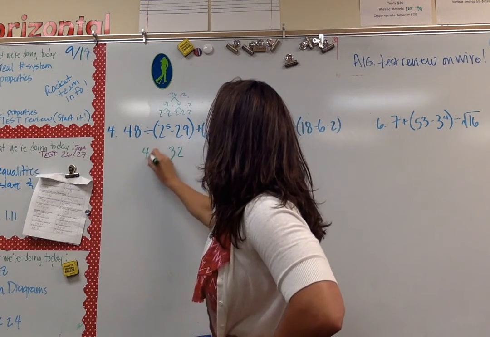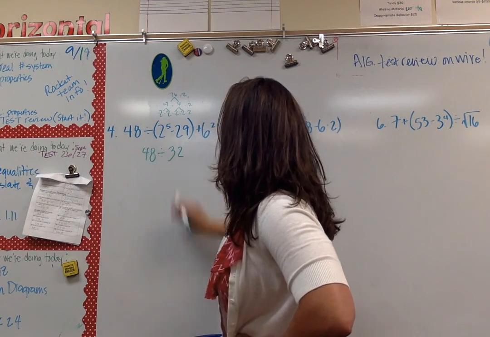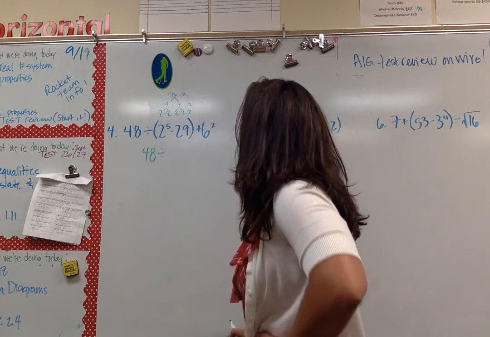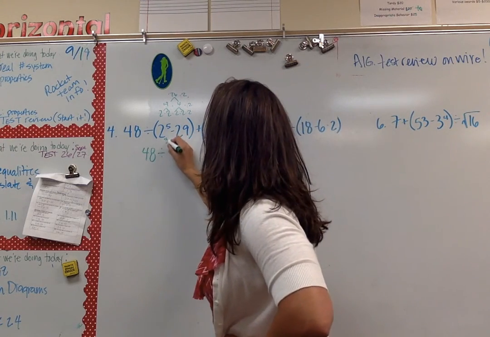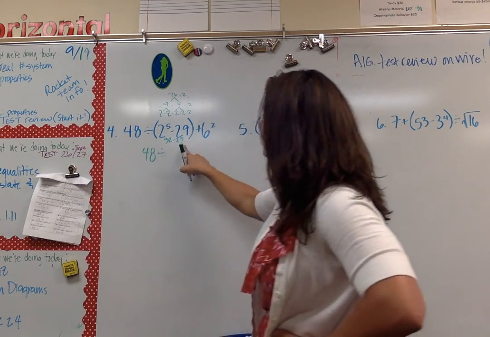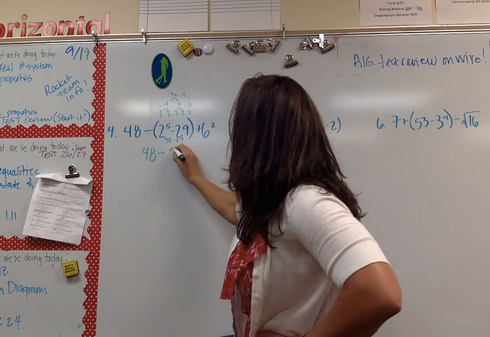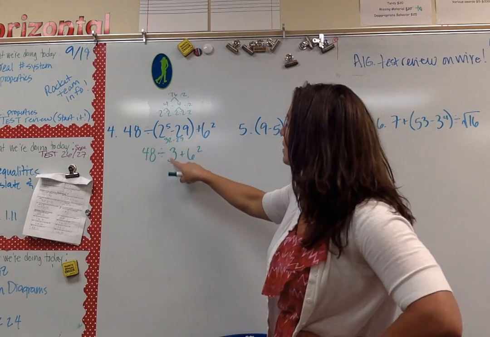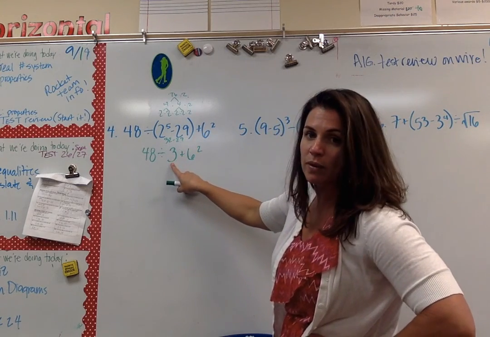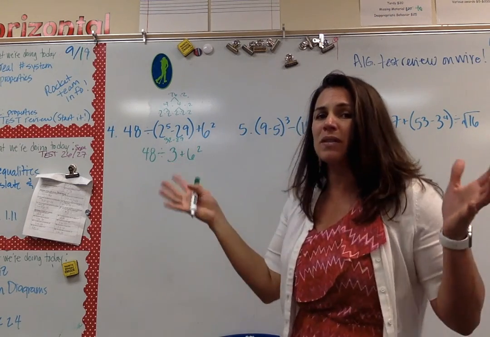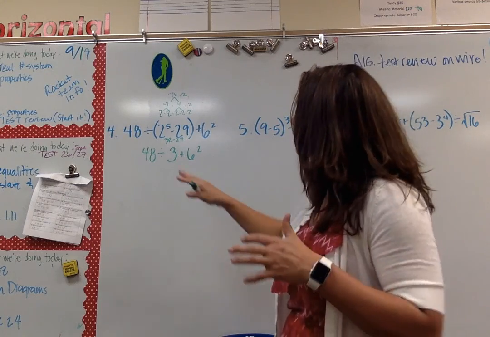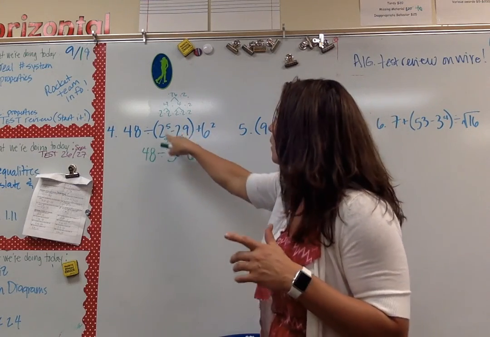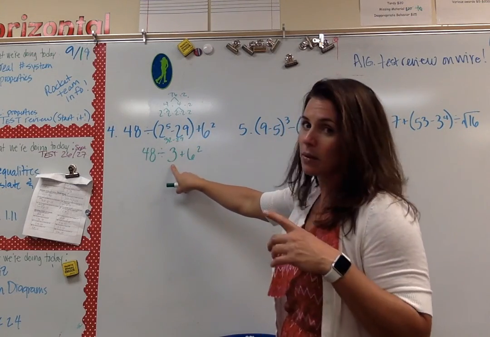So I'm going to rewrite it, and I get 48 divided by, not 32. 2 to the 5th is 32, and 32 minus 29 is 3, plus 6 squared. And notice, once I get down to one number, I don't need those parentheses anymore. The more parentheses, the more confusing it is to the reader. So I'm getting rid of those parentheses after I've simplified inside. That's how I'm getting 3.